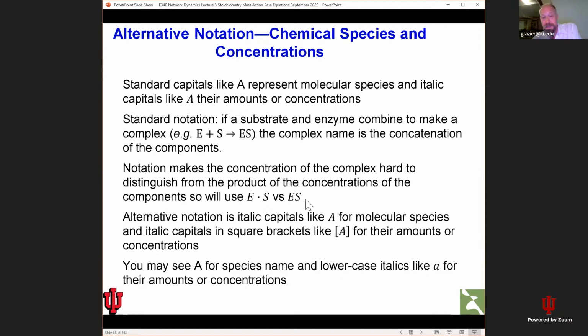So you need to have some way of distinguishing. If I write ES like this, is that the amount of E times the amount of S, or the amount of ES? Classically, you use a dot to say E times S, and ES means the amount of the compound. Or you put everything in square brackets: square bracket E, square bracket S, square bracket ES.